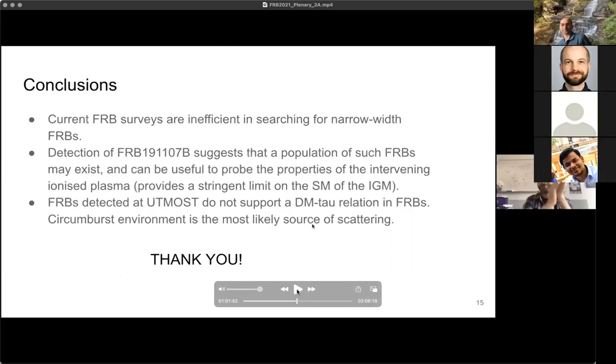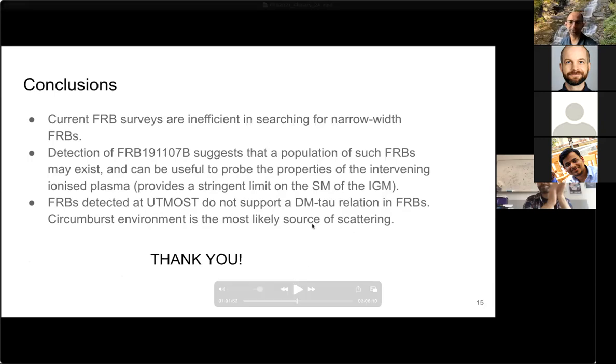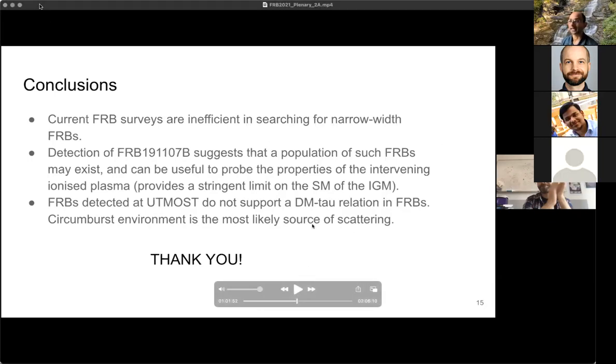Well, excellent. Thank you again, Vivek. Vivek is around to answer questions, so please leave us questions in the Q&A. And Vivek, we do have one about an observational selection effect from Sergei Popov. The question is, is it easier to miss a narrow burst in a blind search in comparison to monitoring of repeaters? Or is there no difference between these two situations?